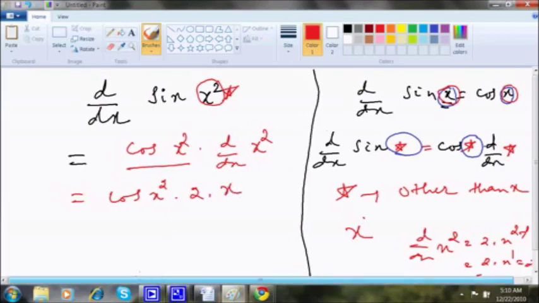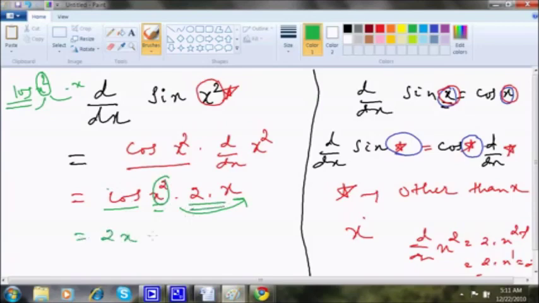Now in this case, some students by mistake multiply this x square with this x. Like I told you that in log x square into x, log is a security guard that arrests this x square. It is not a free term. Similarly, cos, sin, tan, all these are security guards. This x square is not at all a free term. So this 2x will come in the beginning: 2x cos x square.